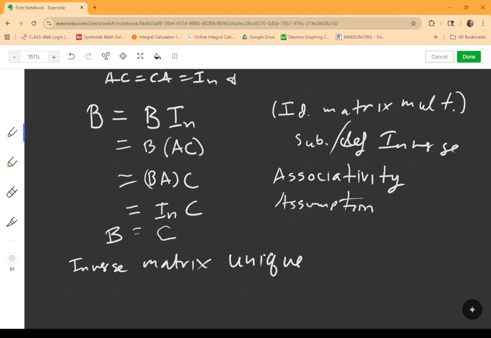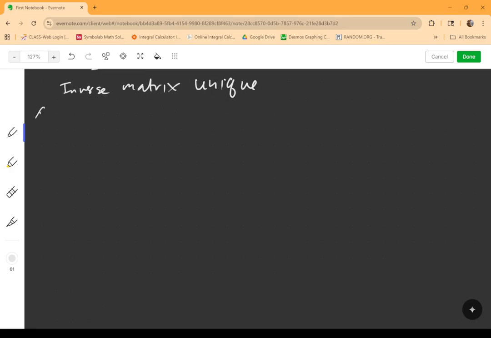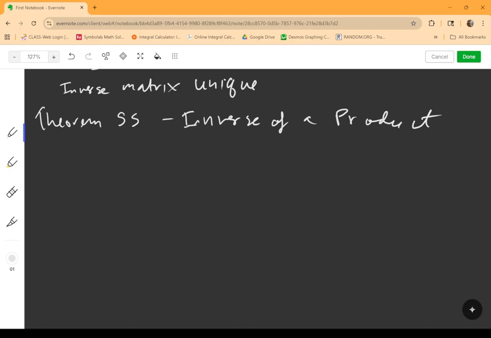Let's look at another property. The next property we're going to look at is Theorem SS, the inverse of a product. I'll speak briefly about why he calls it SS. He gives an analogy, which is helpful to think of when thinking of this theorem. So, Theorem SS, inverse of a product.